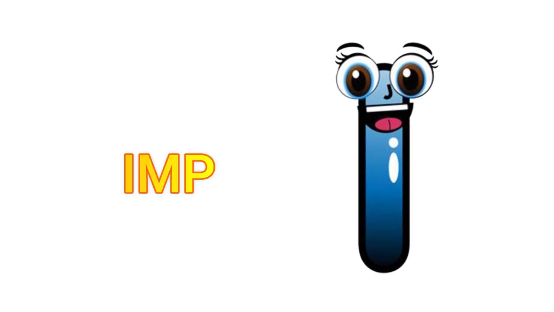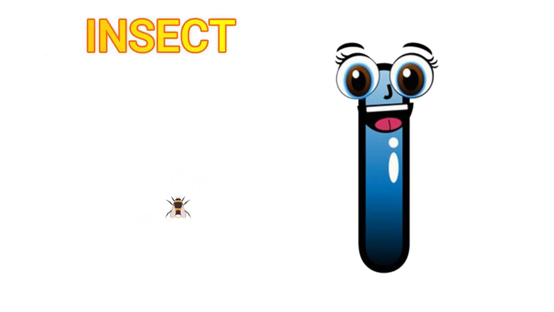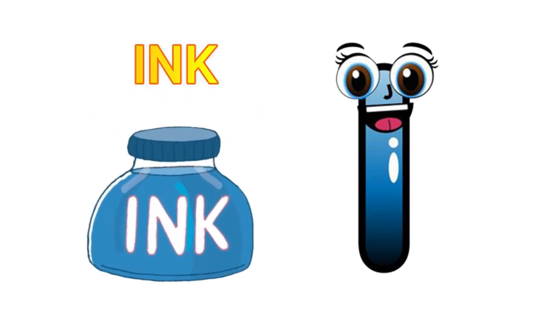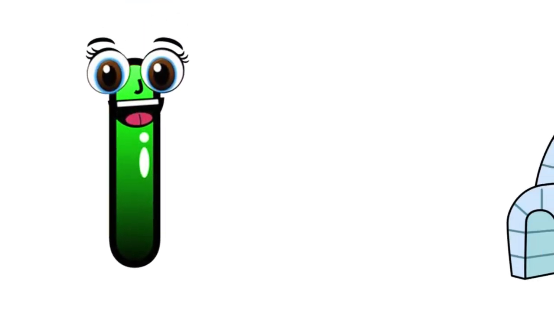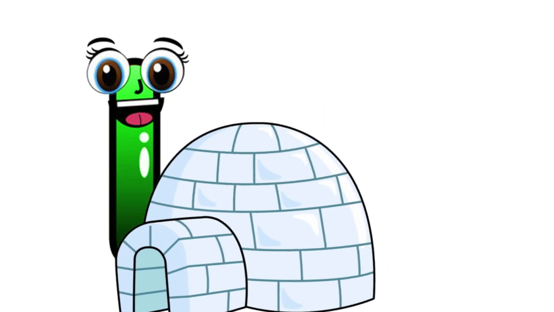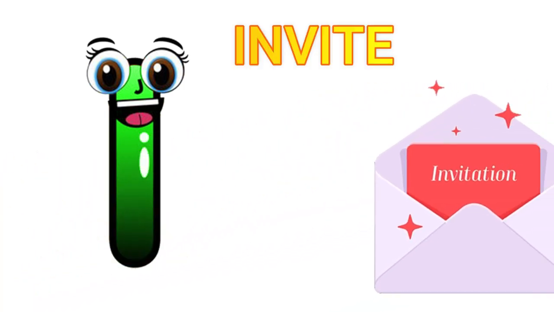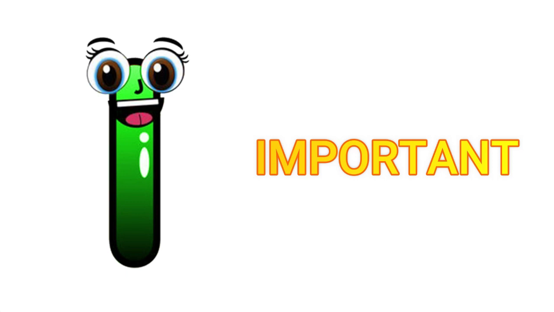I is for imp, imp. I is for inch, inch. I is for insect, insect. I is for ink, ink. I is for igloo, igloo. I is for inside, inside. I is for invite, invite. I is for important, important.